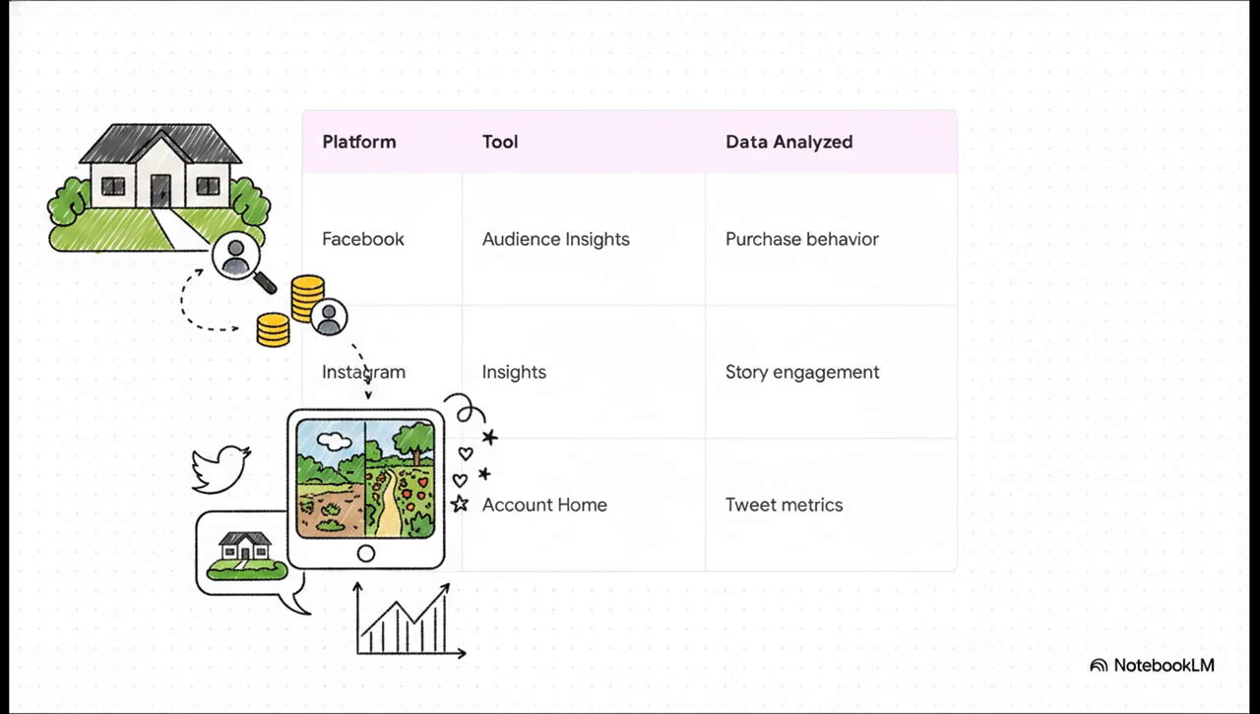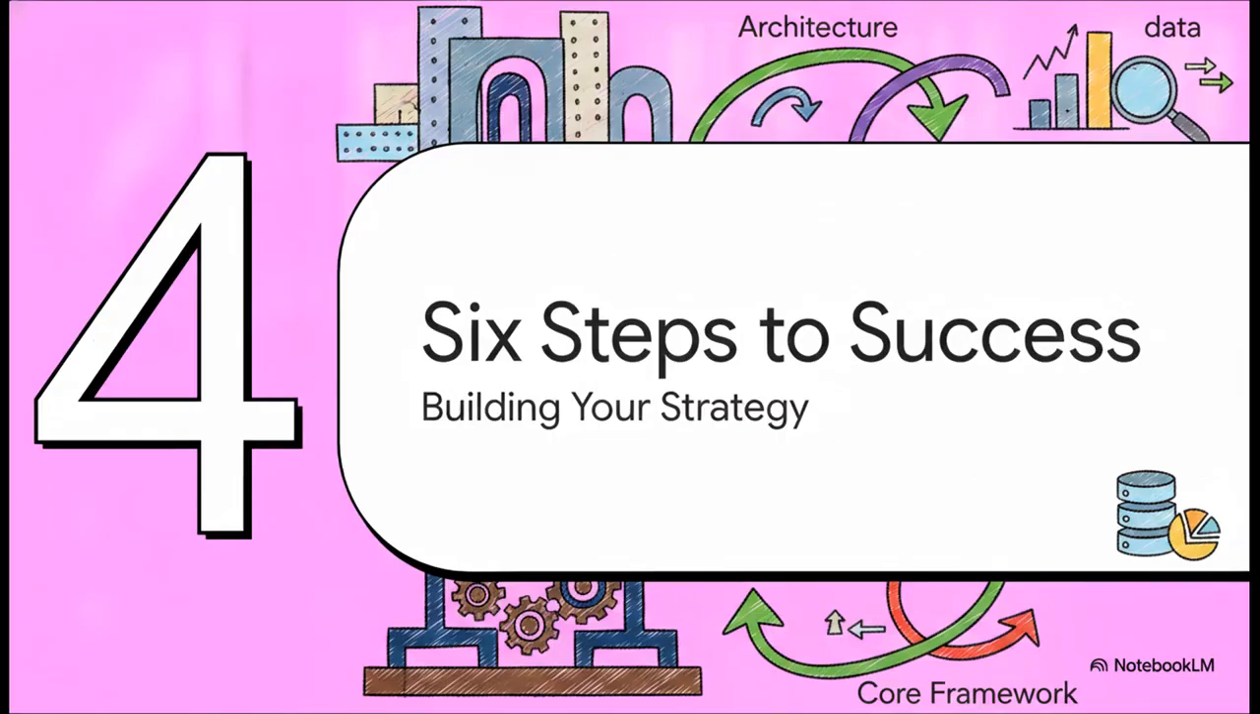Meanwhile, hopping over to Twitter's account home, you might track tweet metrics to see if local real estate influencers are complaining about neighborhood curb appeal. It's one business, but 3 totally different data tools, all working to decode the consumer. All right, so you have the architecture and you have the data. How do we actually pull this all together?